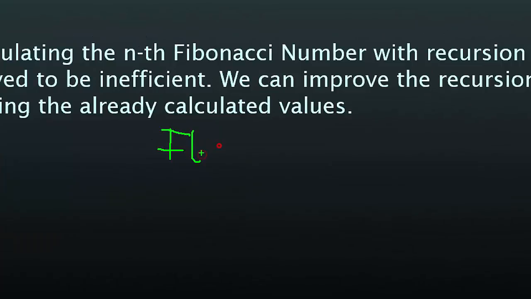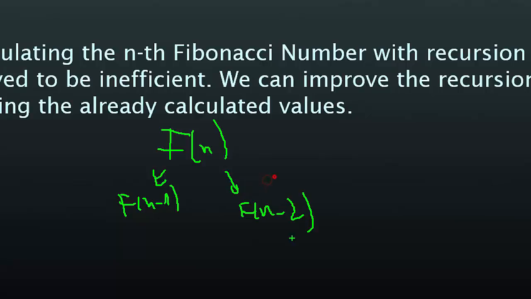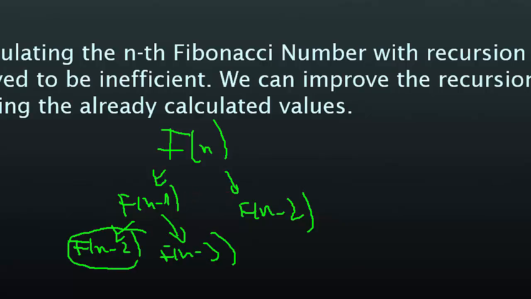So f of n. To do that we have to calculate f of n minus 1, and then f of n minus 2. Then to do f of n minus 1, we have to do f of n minus 2, f of n minus 3, and so on. But we see that this calculation and everything that follows from f of n minus 2 is repeated, right? So we will do unnecessary stack calls.